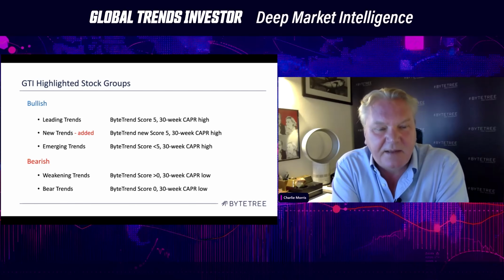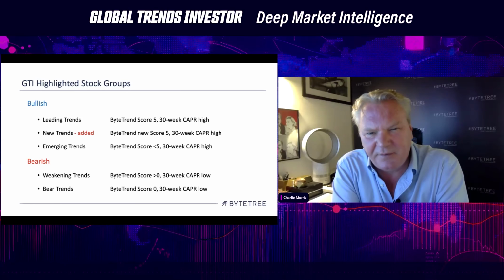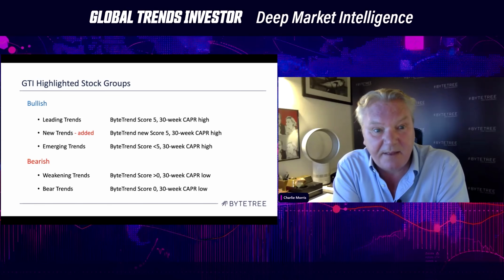Now, recently we've added new trends, and that is that there are ByteTrend CAPR score of 5 for the first time in a while. And that's pretty interesting. That's a much shorter list, but it's definitely one that's worth staying on top of. And then on the bullish side, finally, we have the emerging trends. So they're not fives, they're less than fives. They could be good recovery stocks. Something that's been going down for a long time that turns up, and it's made a 30-week CAPR high. That's interesting. A lot of future big winners from value investing will come from that category.